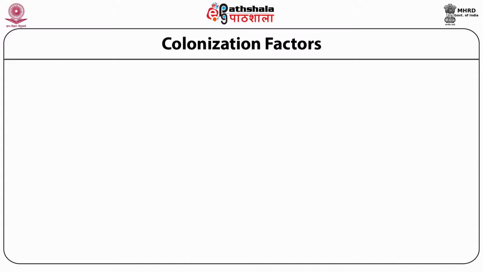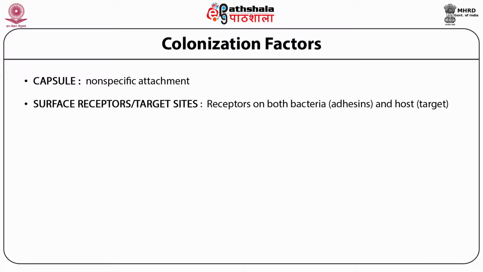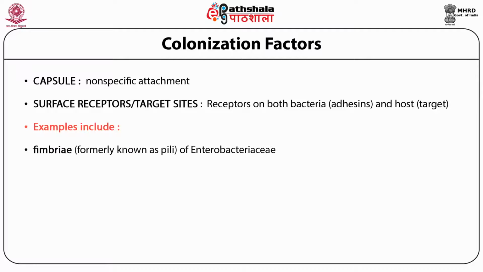First, taking colonization factors. These factors help in attachment of bacteria to the receptors on the cell. First one is the capsule, which causes non-specific attachment. Second is surface receptors or target sites, which cause specific attachment. So there is specific binding of ligand with the receptor, and an example of this kind of specific binding is fimbriae, formerly known as pili, of the Enterobacteriaceae family.